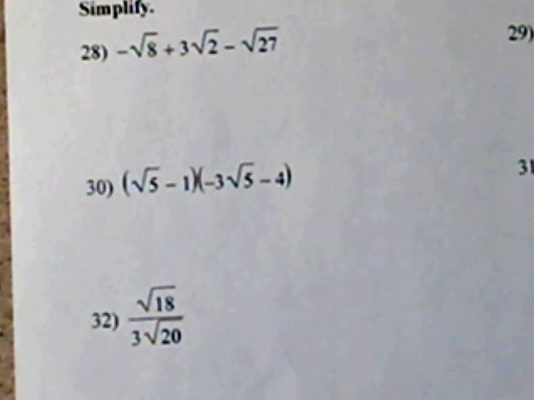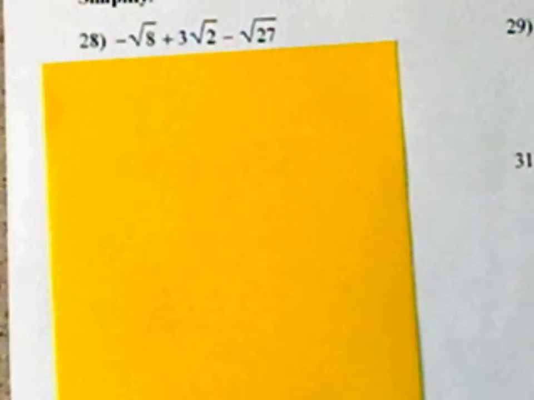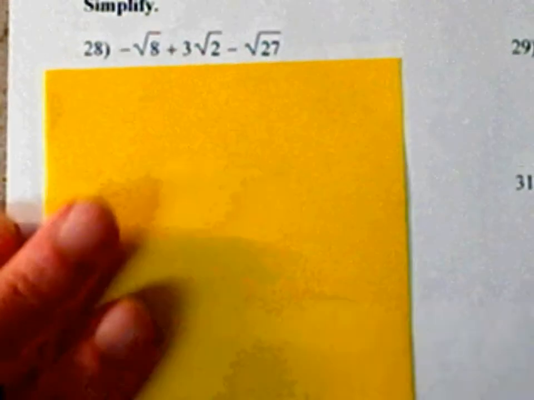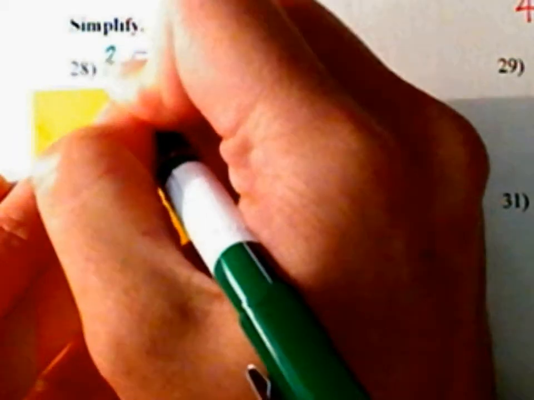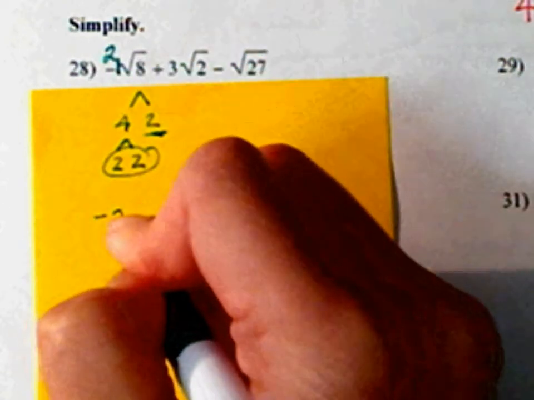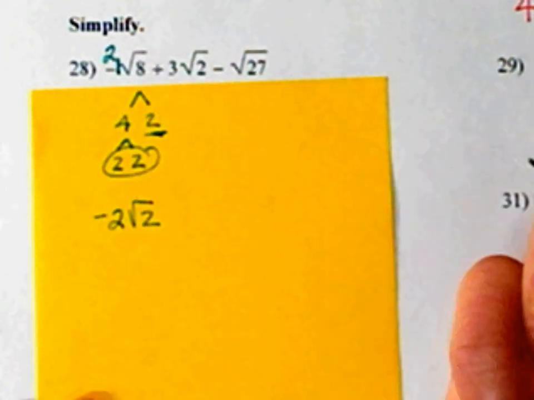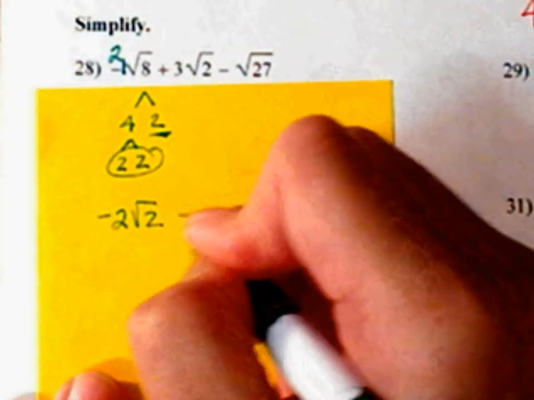Number 28. At this moment, you can't add or subtract because they don't have like radicals. However, the index is the same, so you always want to see if you can simplify them first. So factors of 8, 4 and 2, 2 and 2. 2 of a kind, so this 2 comes out. There's a 1 here, okay, with a 2 left over. So 2 times negative 1 is negative 2 with a 2 left over. Factors of 2 is just 2 and 1. Can't do anything with that.